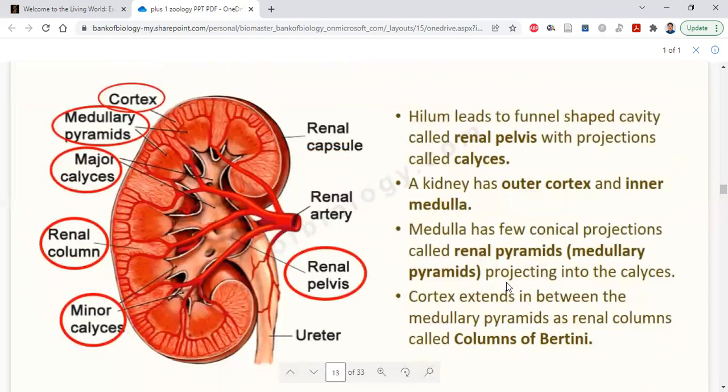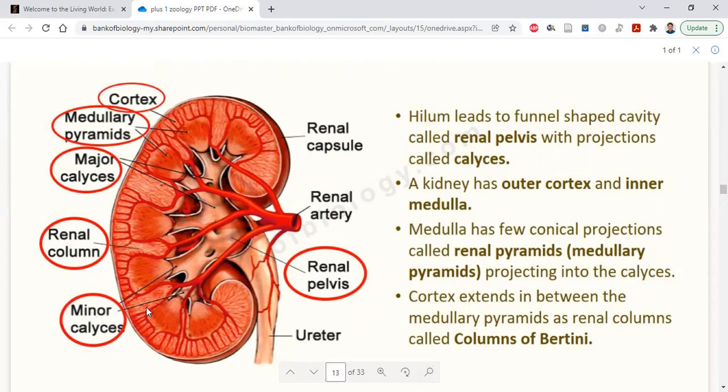As we see now, this is the renal pelvis. The renal artery and renal veins, and also the ureter, open into this renal pelvis. The projections of the renal pelvis are usually called calyces. These are the major calyces, these are the minor calyces. Calyx is the singular form and calyces is the plural form.